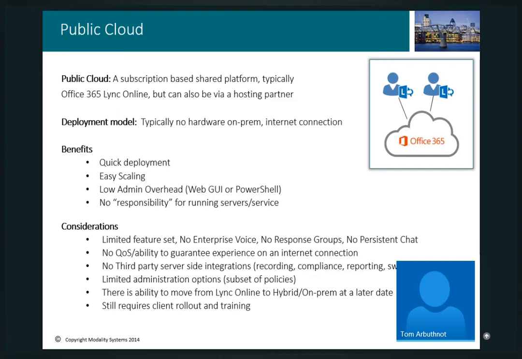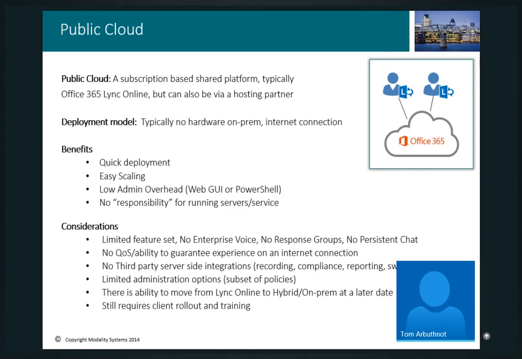Interestingly, there is an ability to move between online and on-prem, which we'll talk about later. So you're not limiting yourself by starting on Office 365 as you were previously. There's now a way to go from 365 to on-prem and on-prem to 365. And the last consideration there is, even though you're buying this and it's an instant on, you still have to think about client rollout, you still have to think about training. So it doesn't remove certain deployment requirements that are still there just because you're outsourcing the service.